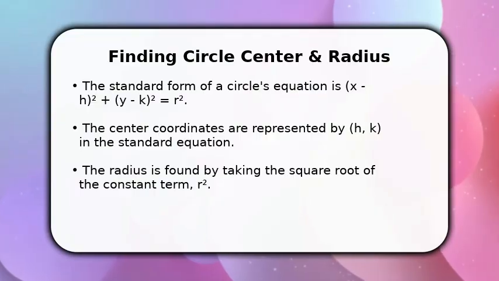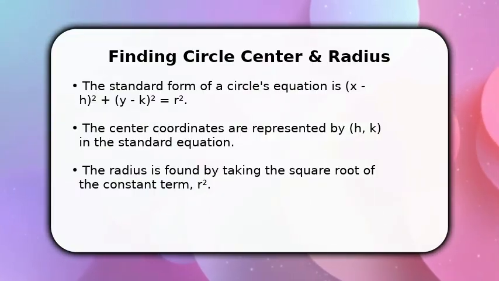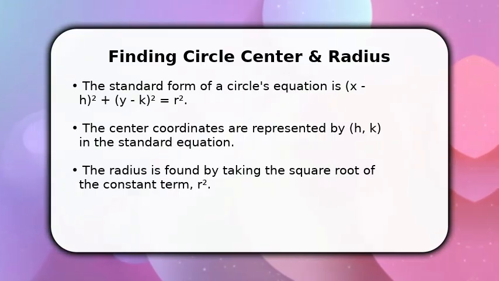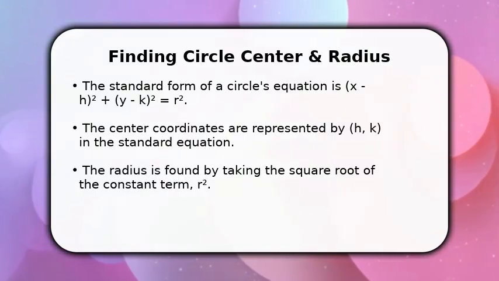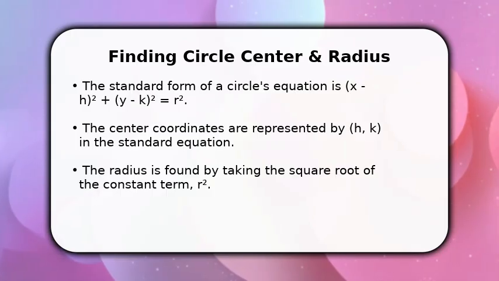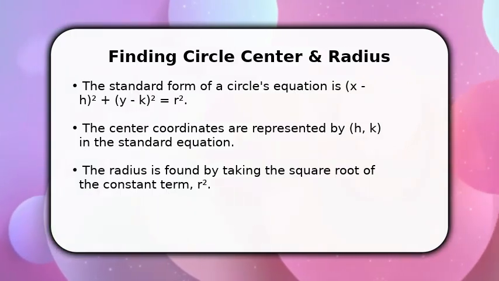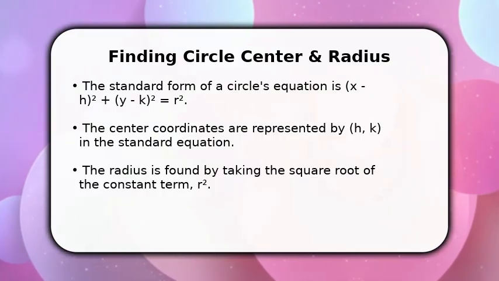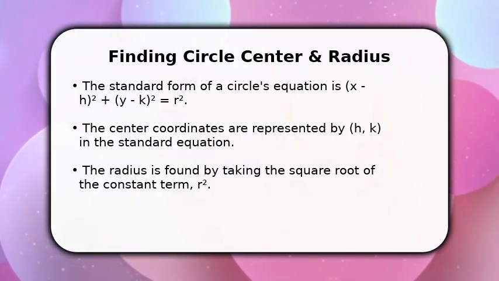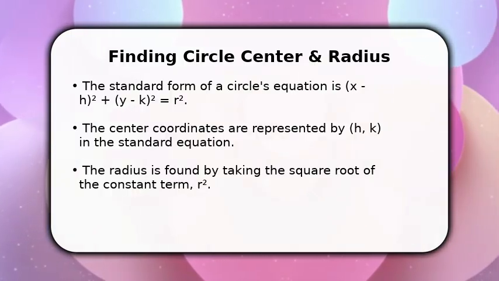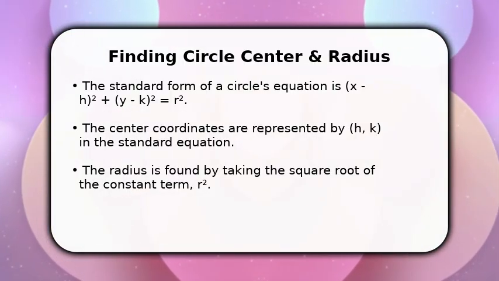In this video, I will explain how to find the center and radius of a circle. First, recognize the standard form. Quantity x minus h squared plus quantity y minus k squared equals r squared. Here, the center of the circle is at coordinates h, k. The radius, r, is simply the square root of the constant term on the right side of the equation. This direct approach makes finding these values straightforward.